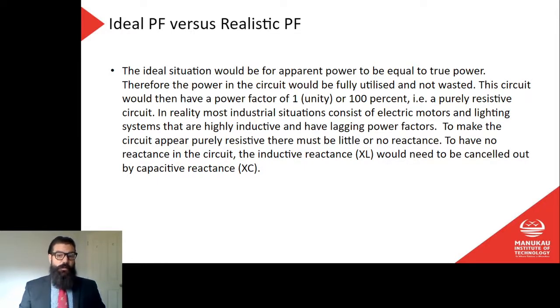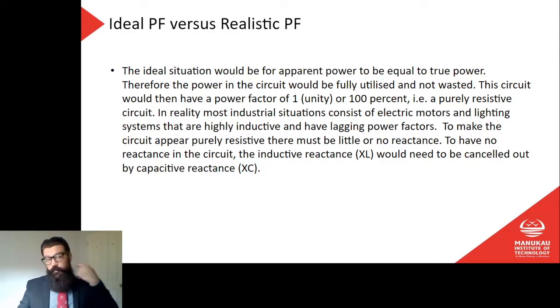The circuit will have a power factor of 1 or 100%. So it's a purely resistive circuit. In reality, most industrial situations consist of electric motors and lighting systems that are highly inductive and have lagging power factors. As I said before, it's more common for us to see lagging power factors. To make the circuit appear purely resistive, there must be little or no reactance.